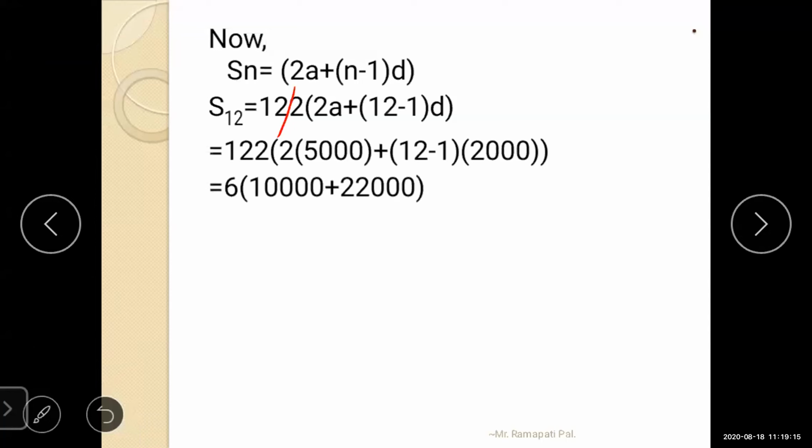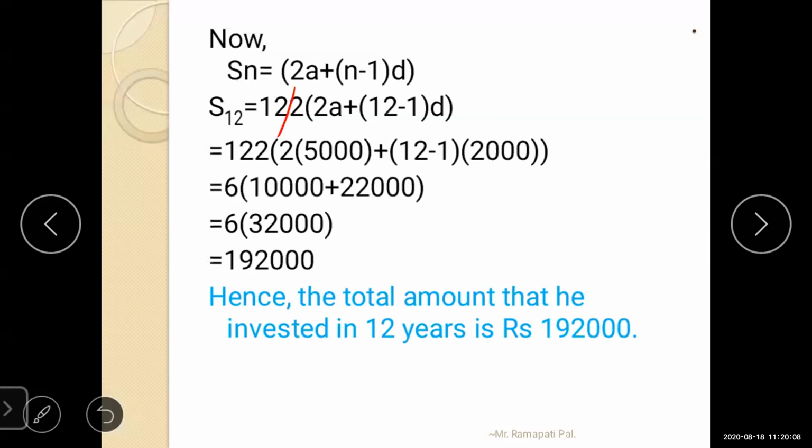So S12 is equal to 6 into 2 times 5,000, which is 10,000, plus 22,000. Now I told you how 22,000 comes. Correct? So add 22,000 plus 10,000. It becomes 32,000. 6 into 32,000. It becomes 1,92,000. So this is how Sachin invested. Okay, Piyush. So what do we have to write at the end? We have to write that the total amount that Sachin invested in 12 years is 1,92,000.